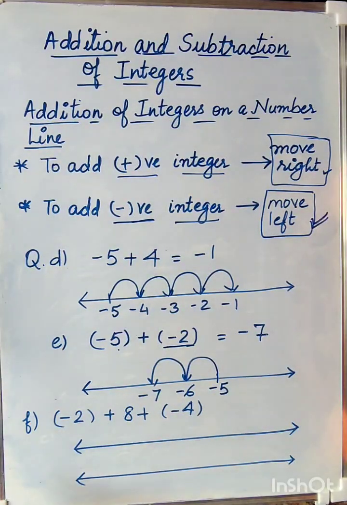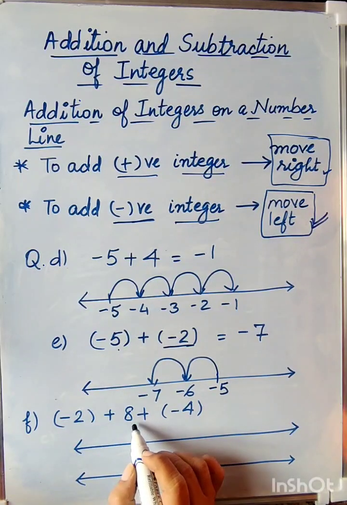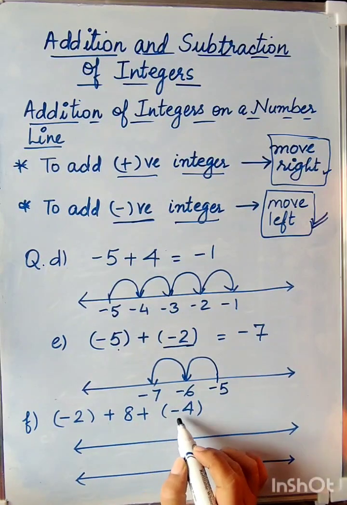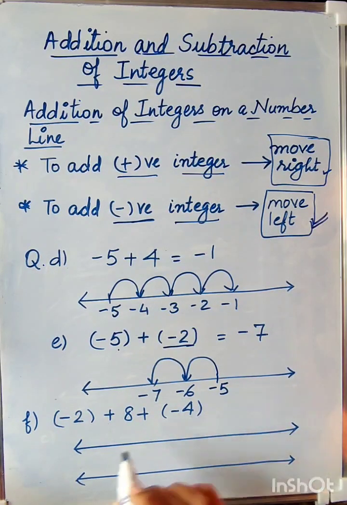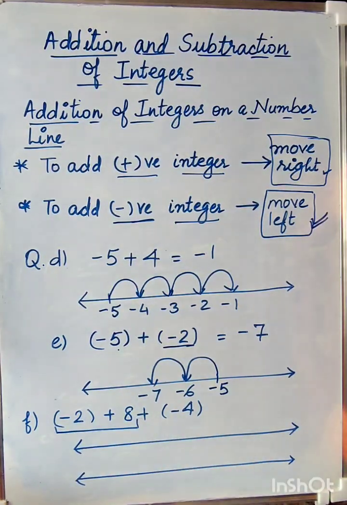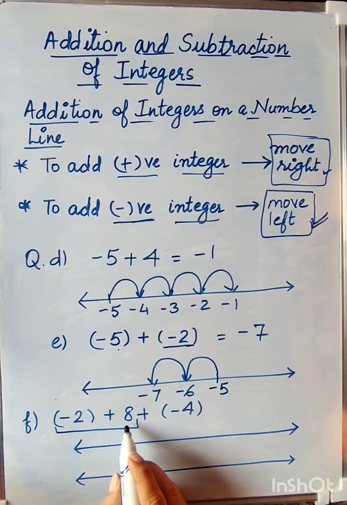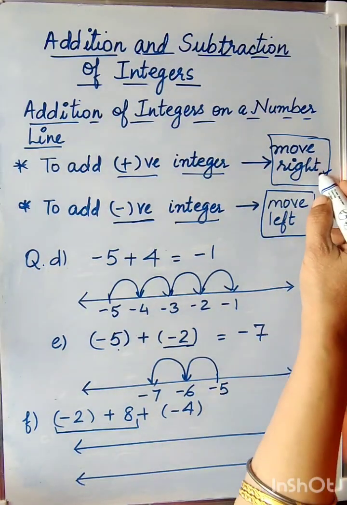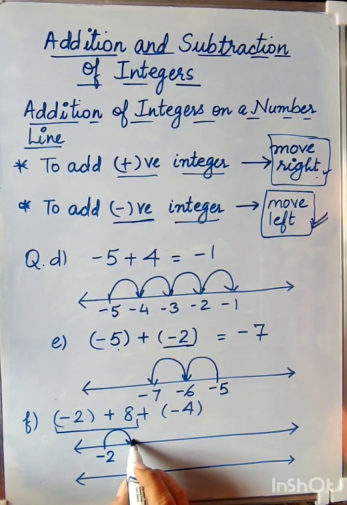Now for the F part, we have to add minus 2 to the positive integer 8, and then to the result we have to add a negative integer, that is minus 4. So let us solve this in 2 steps. First step we will solve minus 2 plus 8. That means we are adding a positive integer. We will move right on the number line, from minus 2, 8 steps forward.